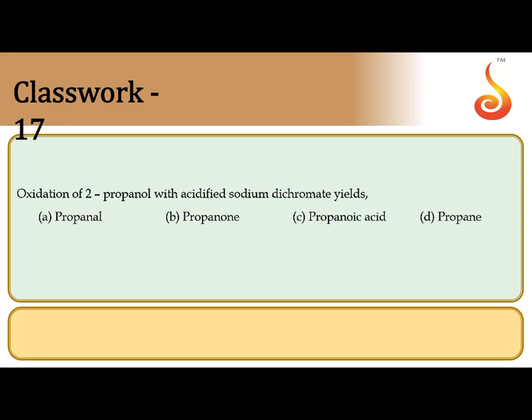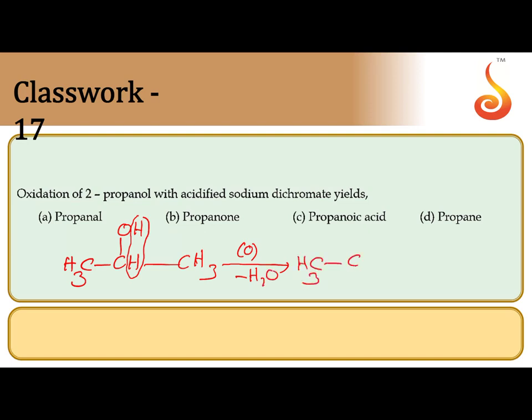Oxidation of 2-propanol with acidified sodium dichromate yields what? 2-propanol is CH3CHOHCH3. This is propan-2-ol. On oxidation, 2 hydrogens are removed as H2O. We can get acetone, a ketone. So, a ketone won't undergo oxidation under normal conditions. So, the final product obtained is nothing but propanone.